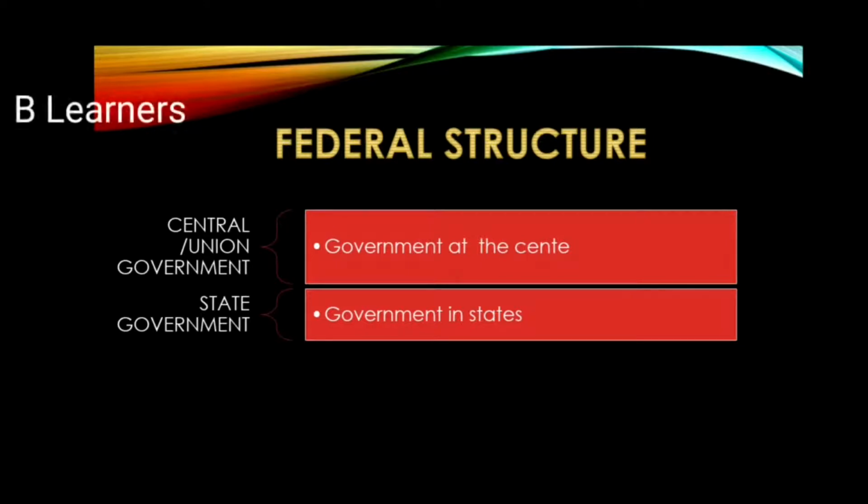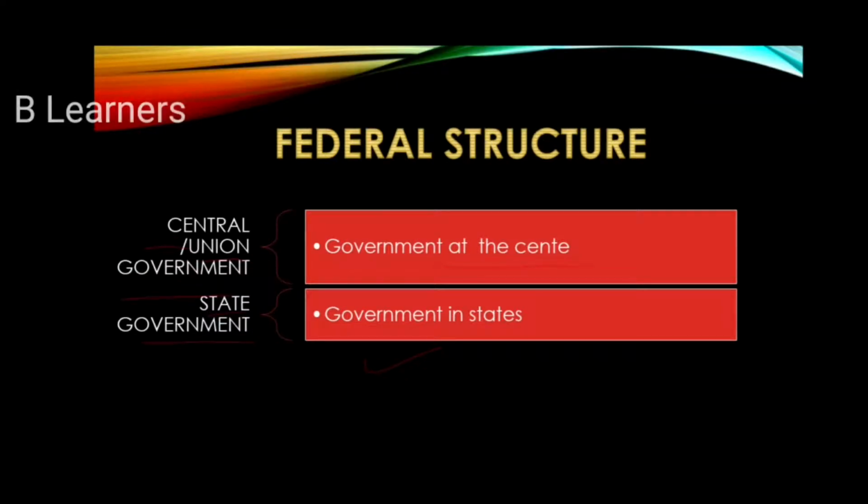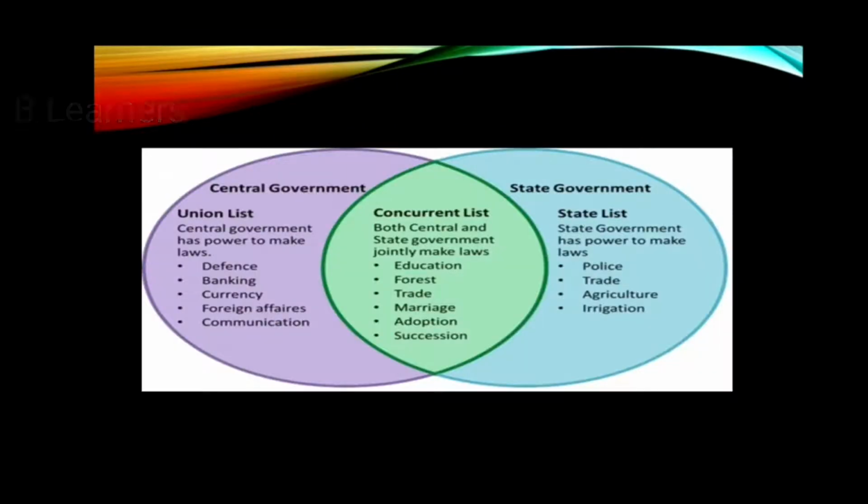The government working at the state level, we call it government in states, or state government, and the government working at the central level, we call it central or union government. So hence we can say the power is divided at the central level as well as the state level. Both of them have specific responsibility for specific matters. Otherwise there will be confusion and disputes in the functioning of government. So the powers and the subjects are defined clearly in our constitution.